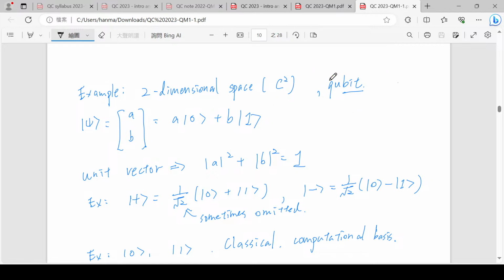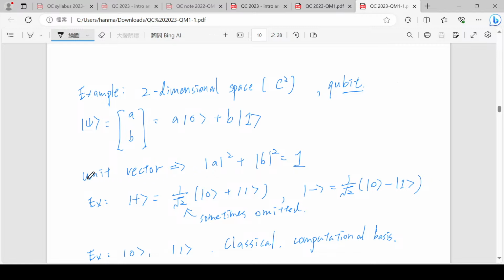It's the quantum equivalent of 1 bit in classical computer science. And then your state will be, well, it's a two-dimensional vector, so it's (a, b), where a and b are complex numbers. And you can also write it in basis form, so a|0> plus b|1>.